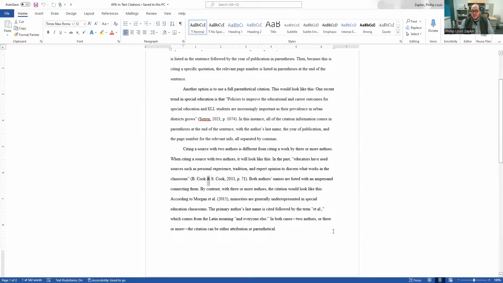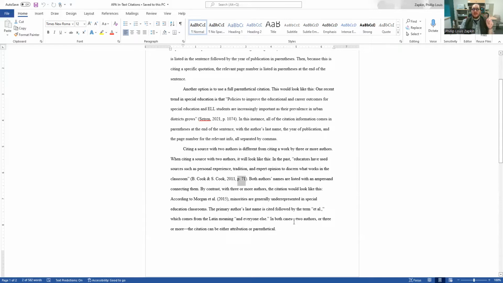In APA citations, you use an ampersand rather than writing out "and," as you might do in some other citation styles. When you have two authors with the same last name, you're going to give us their first initial before their last name so that we can distinguish them. And then again, year of publication is crucial. Page number, if this is information that comes from a specific page.